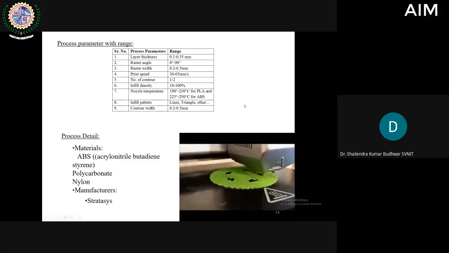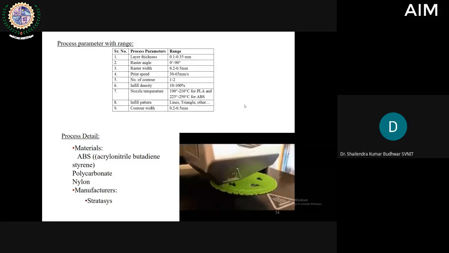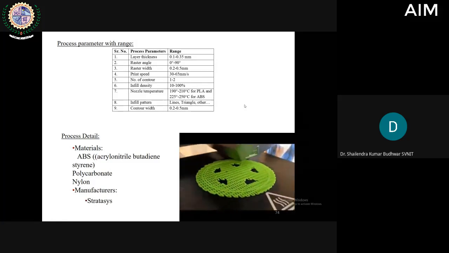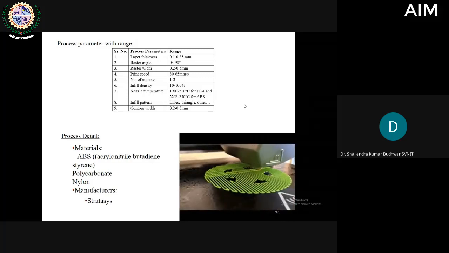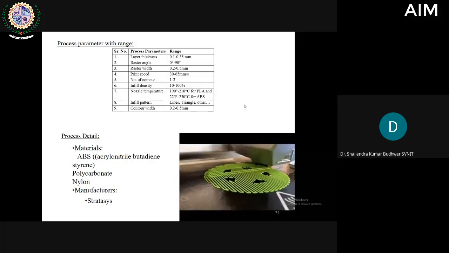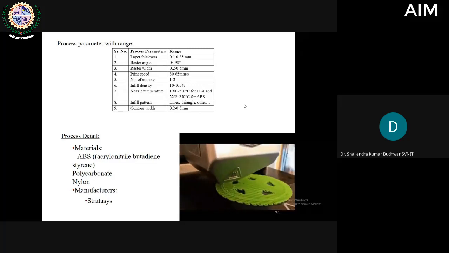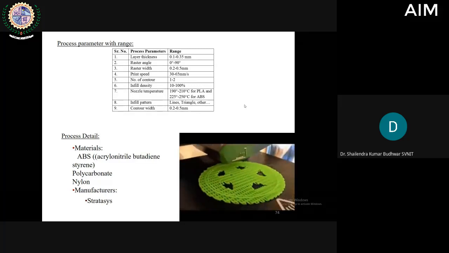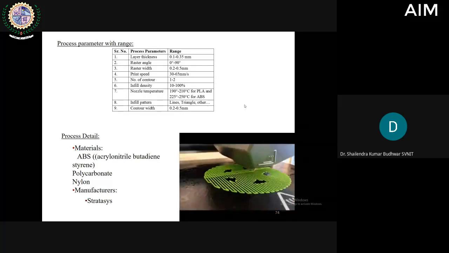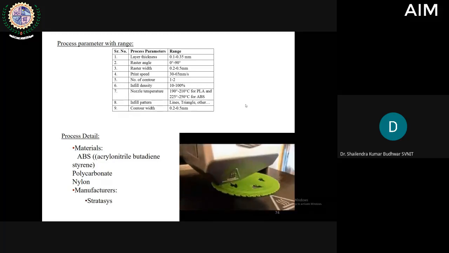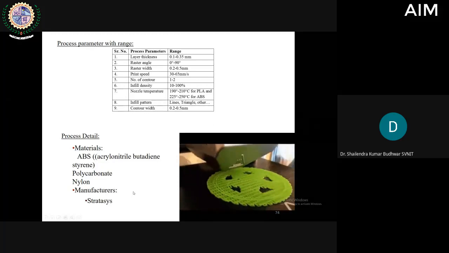Nozzle temperature depends on the feedstock material. For PLA material, the nozzle temperature is in the range of 190 to 200 degrees centigrade, while in case of ABS material, it is generally from 225 to 250 degrees centigrade. Now, infill pattern may be line, triangles, contour width maybe 0.2 to 0.5 millimeter.